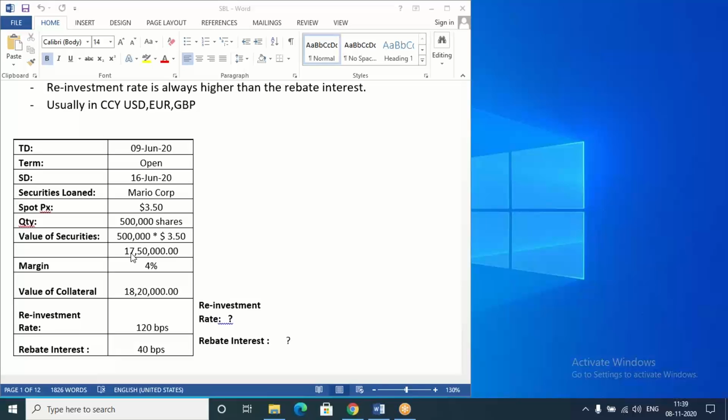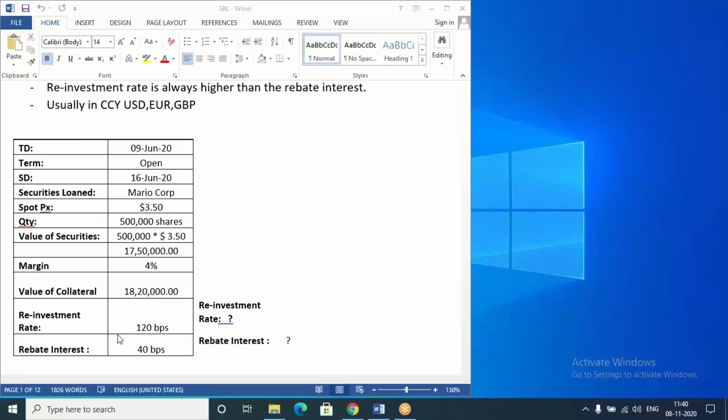Now the lender is demanding a margin of 4%. What is that 4%? It is on the collateral. So how is that calculated? We know this is the value of the securities that is going to be loaned, right? So 4% of 1.5, you calculate that. Then you add that amount to 1.5 and you get $1.82 million as the value of the collateral that is given in terms of cash. Is this clear to everyone?